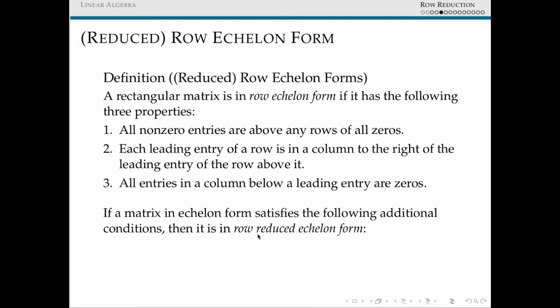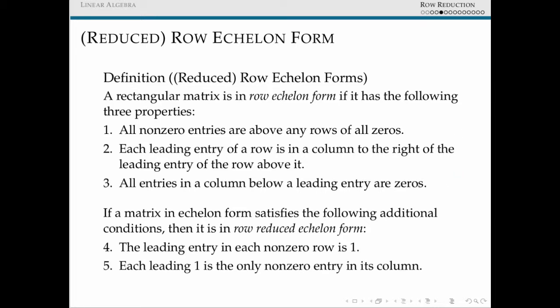Further, for us to extend it to the reduced echelon form, which is unique, our conditions are in addition to our first three conditions. We need the leading entry in each non-zero row to be 1, so we'll scale by whatever constant we need to have our first entry in a row be 1. And each leading 1 is the only non-zero entry in its column.